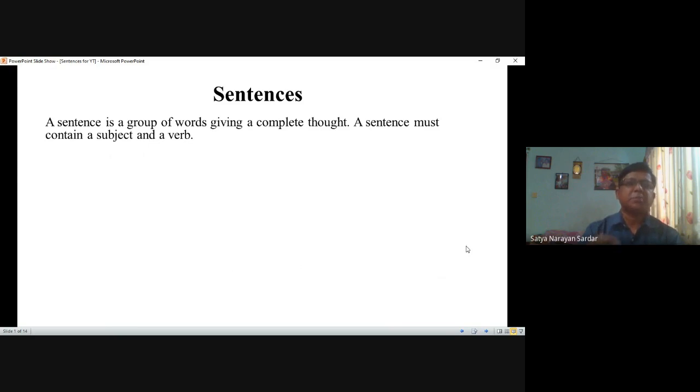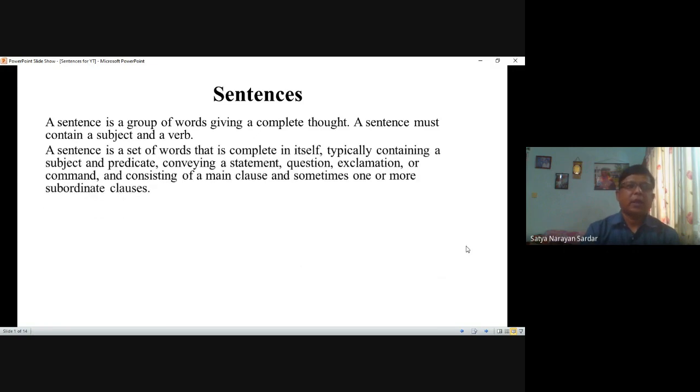A sentence must contain a subject and a verb. Without verb, the sentence cannot be complete. A sentence is a set of words that is complete in itself, typically containing a subject and predicate, conveying a statement, question, exclamation, or command and consisting of a main clause and sometimes one or more subordinate clauses.